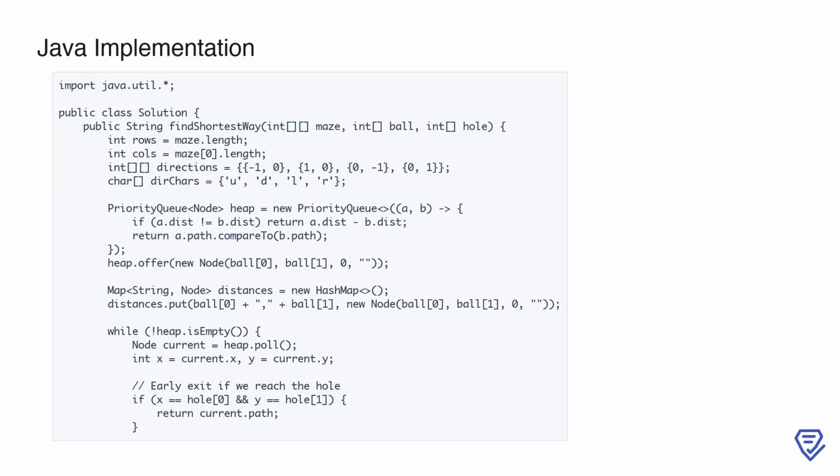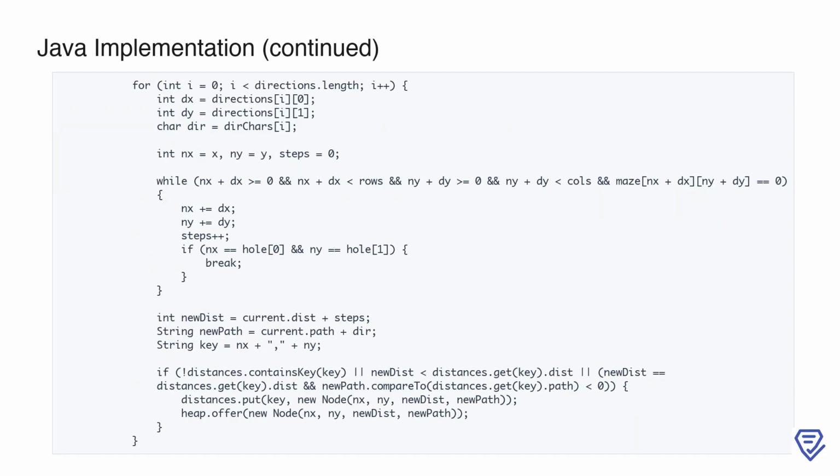Using a breadth-first search approach, the first step checks if the current node corresponds to the hole's position. If it does, the function immediately returns the path associated with that node. Next, we iterate through each of the 4 possible movement directions. For each direction, we extract the corresponding dx and dy values, as well as the direction character.